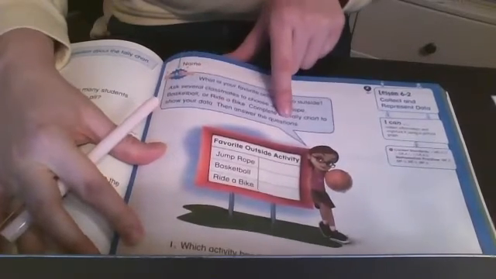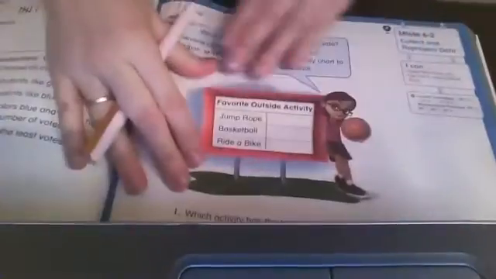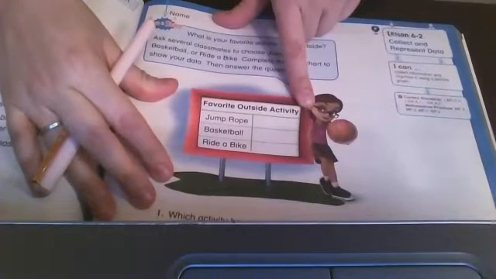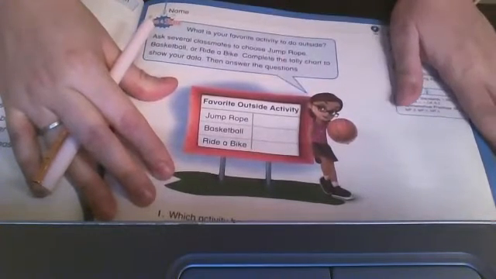Then answer the questions. Okay, so I know that we are in distance learning right now, so we can't take a survey with one another. But what we're going to do is I'm going to give you some numbers for each of the activities, and then we can fill in the data based on that. Okay, so a class was surveyed, and they were asked their favorite outdoor activity. 5 of the students chose jump rope.